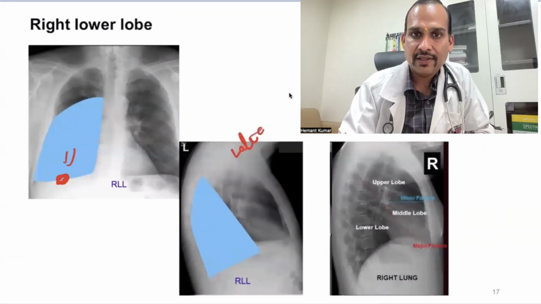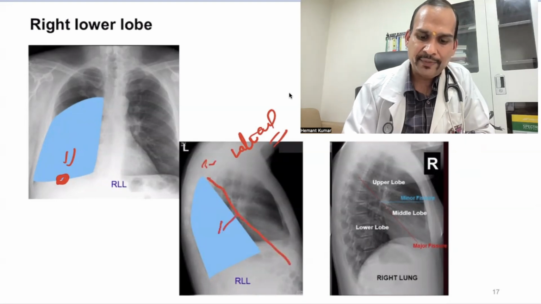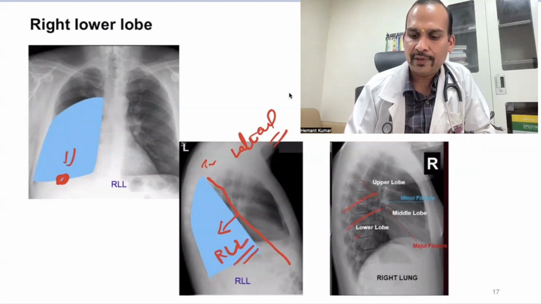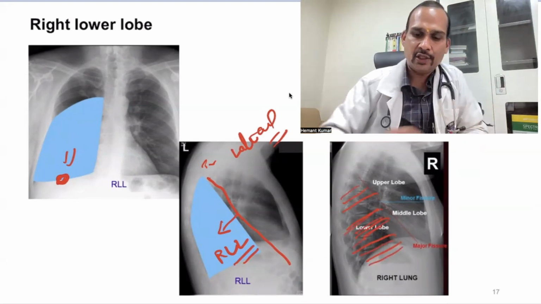In the lateral X-ray, this is T2, this is the major fissure. The area behind the major fissure is the lower lobe. So this is the right lower lobe. Sorry, I said upper, my mistake. The area behind the major fissure is the lower lobe.